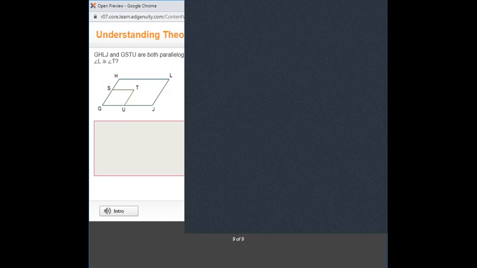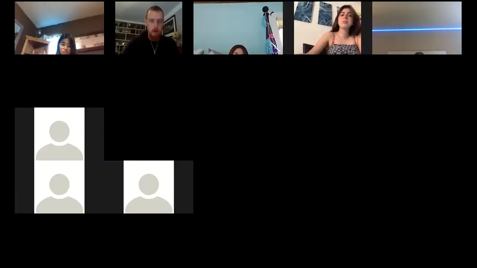All right, so let's look at this sample response. By the parallelogram angle theorem, opposite angles of a parallelogram are congruent. Therefore, angle T must be congruent to angle G, and angle G must be congruent to angle L. So let's label that on the picture that we can make here.